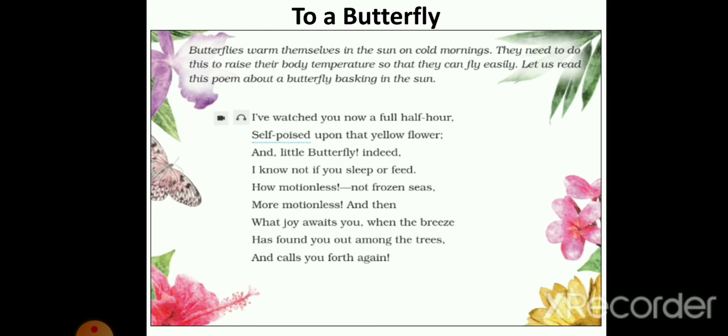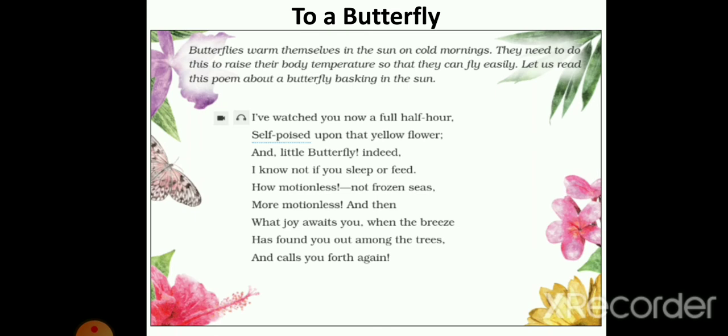Butterflies are really very beautiful. So in the last three lines, the poet is saying that whenever the breeze touches the delicate wings of the butterfly, it must be feeling really very happy, because the breeze indirectly is calling the butterfly to fly again and to move to other corners of the world, so that its beautiful presence is felt by other people also.